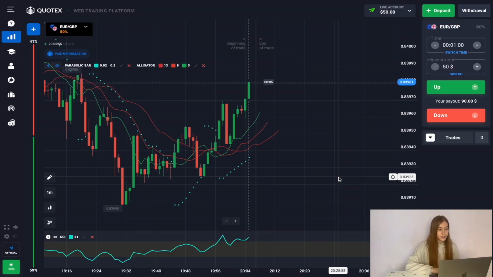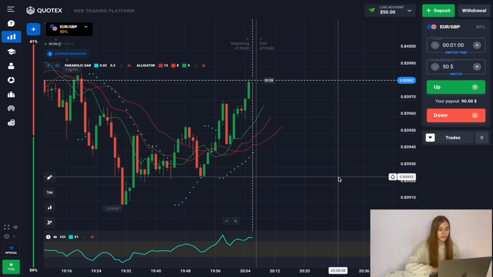We start the trade session with a balance of $50. Expiration time will be 1 minute. Indicator and parabolic indicators show the movement and direction of our trend, as well as the auxiliary CCI indicator showing the overbought or oversold state of the price.